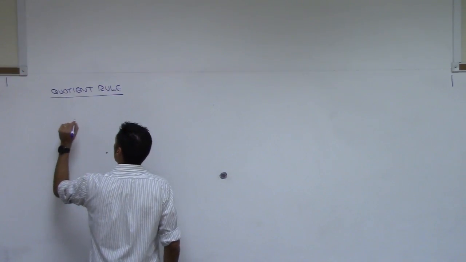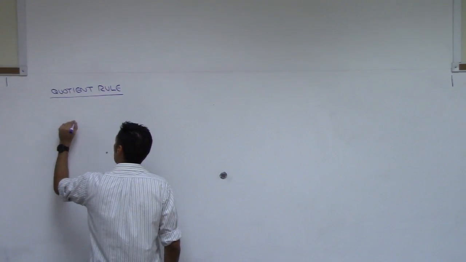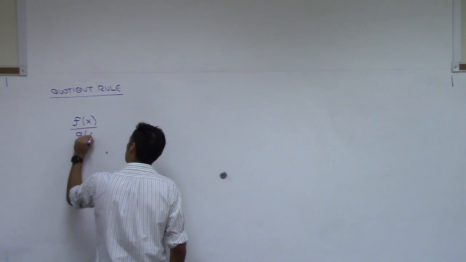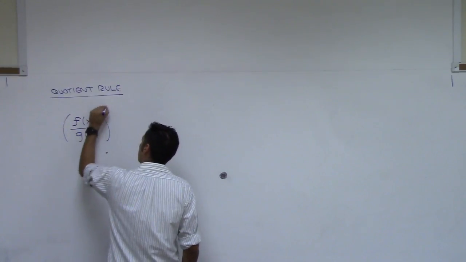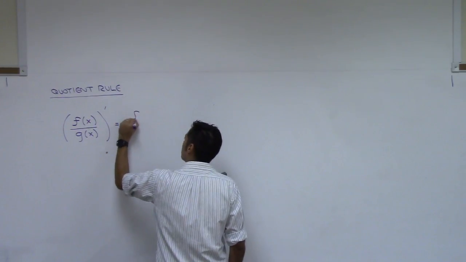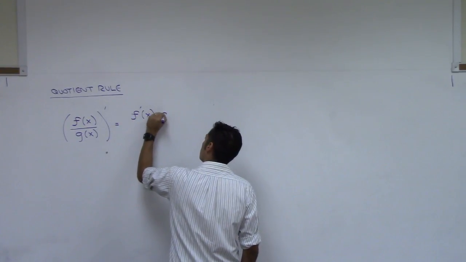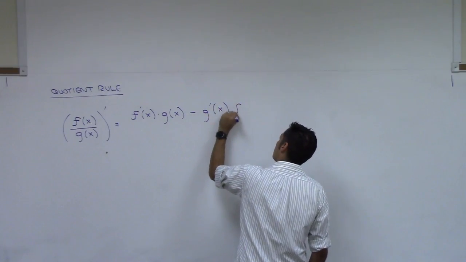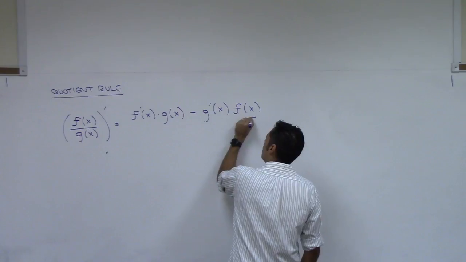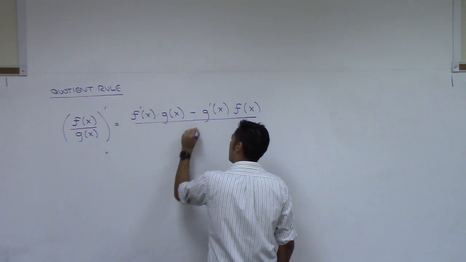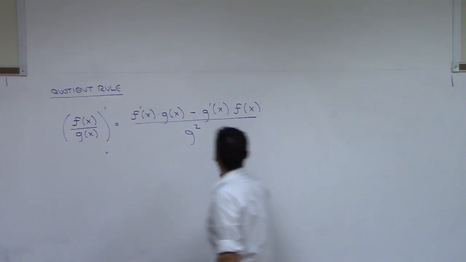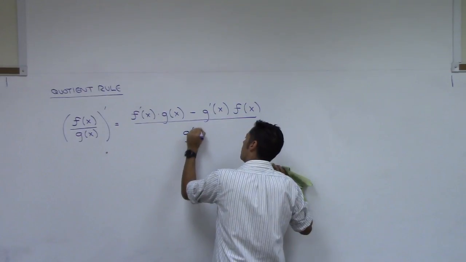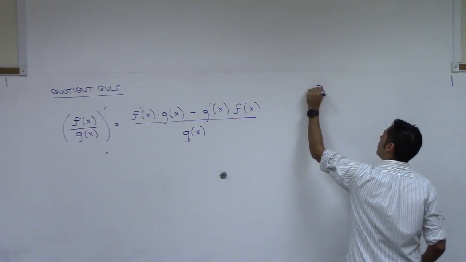All right, so the quotient rule says that if you have two functions, f of x divided by g of x, and you want to take the derivative, it will be the derivative of f times g minus the derivative of g times f, the entire quantity divided by g of x squared. That just looks bad. Let me put the product rule up here next to this.